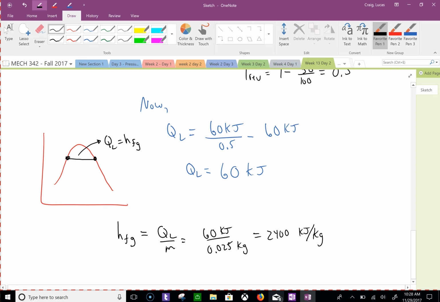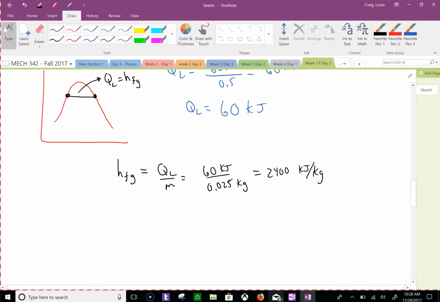And once you know that, then what do you do? Go to the tables and you can interpolate to figure out what you have. Okay, so table A-4. HFG is QL over M, not just QL. Yep, thank you. You get TL to be 42.5 degrees C.